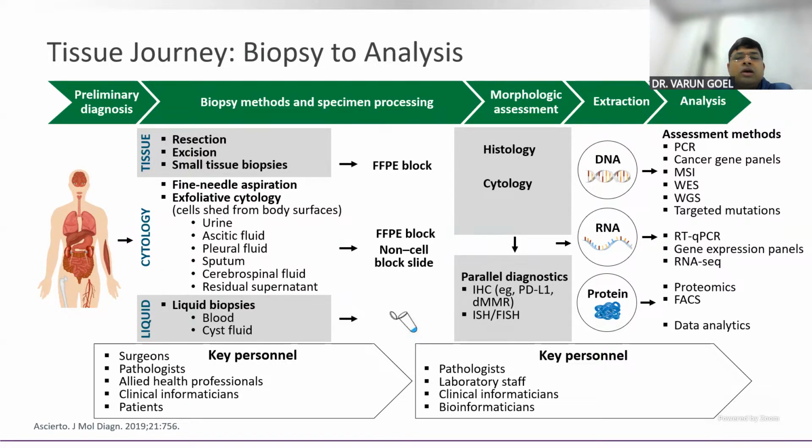Via cytology also, an FFPE block or cell block slide can be prepared, and the same histology, cytology, and further assessment can be done. Via blood liquid biopsy also the same. Here, parallel diagnostics like IHC and FISH can also be done. So extraction is not only for DNA; we can extract RNA for RNA PCR testing, RNA NGS testing, and protein also for proteomics. Obviously, for resection and excision, surgeons, pathologists, and interventional radiologists are all important. For further steps, the main people are the pathologist and laboratory staff.